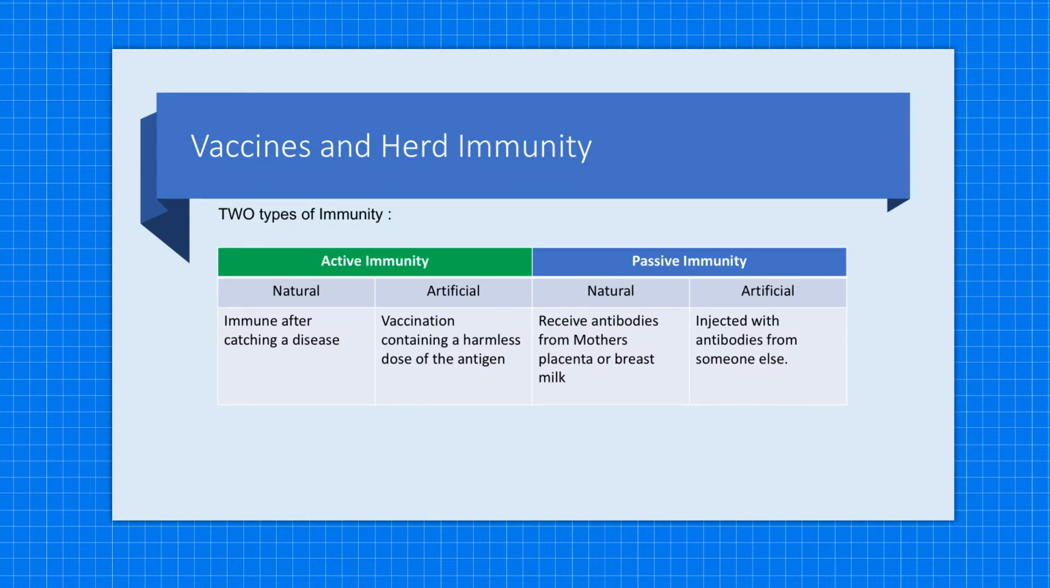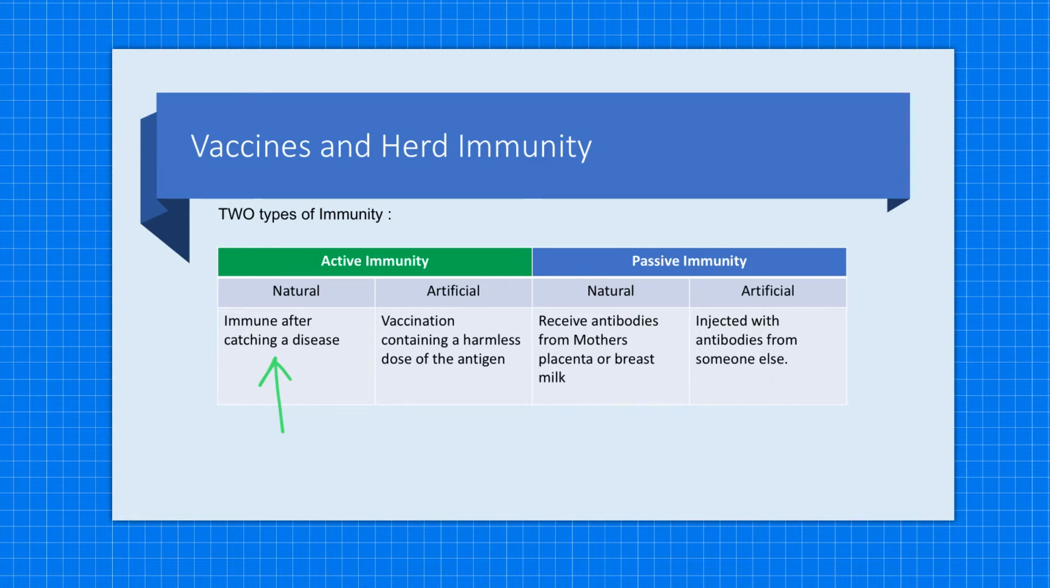So before I talk about vaccines, let's talk about types of immunity. So you have both active immunity and passive immunity, and these can then be subdivided into natural and artificial. So for active immunity, your natural active immunity is related to immunity after catching diseases. So this is when your B cells produce plasma cells and memory cells. And those memory cells can produce antibodies quickly.